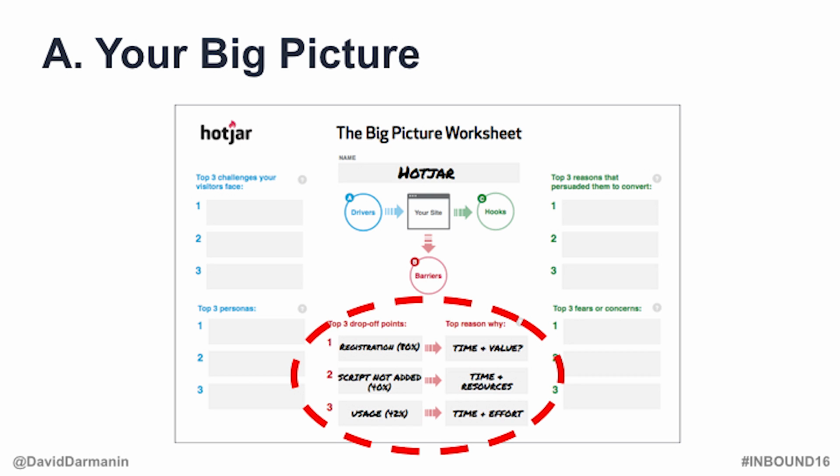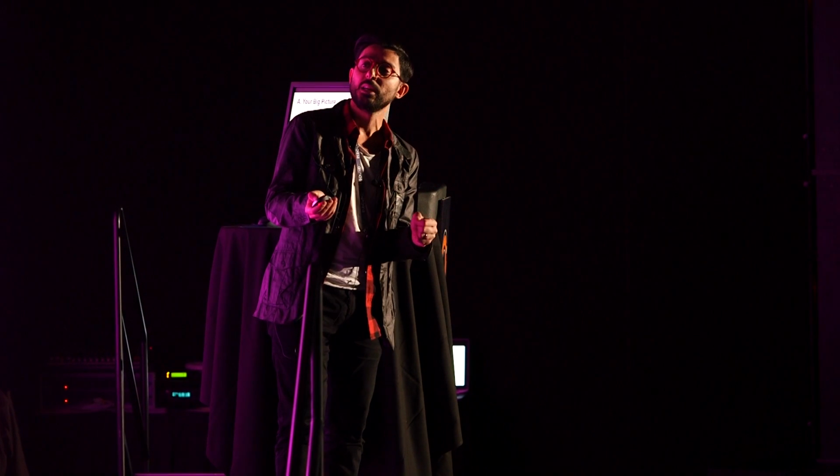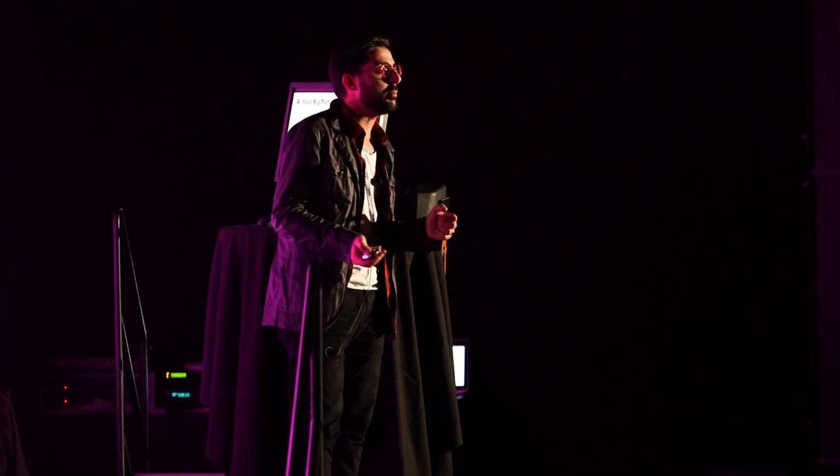So this is an example of the big picture, right? This is what we call the big picture worksheet. So we kind of fill it in at Hotjar. And this shows, because we've looked at the barriers, right, how we filled it out. So we found that the registration page had 80% drop-off over 2 steps, which is massive. The main reason for that was time and value.